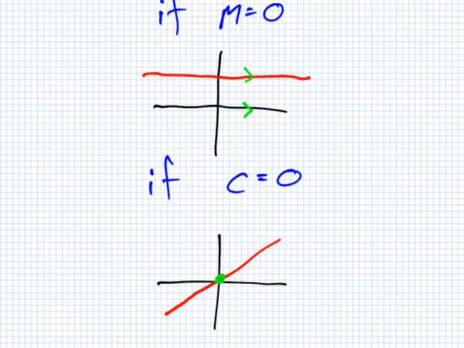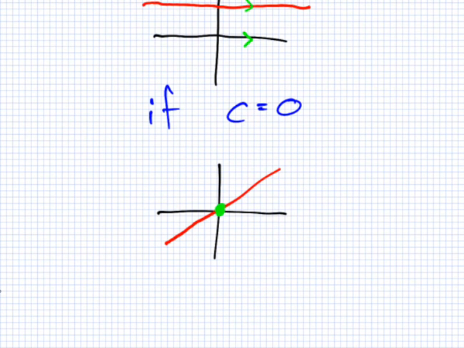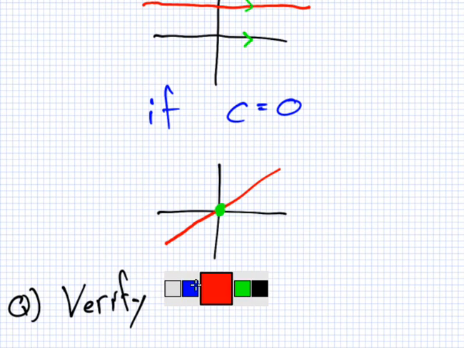And each part has a name. Does anybody know the name of the m? The gradient, yeah. And the c? Y-intercept, yeah. So the m is called the gradient, and the c is called the y-intercept.